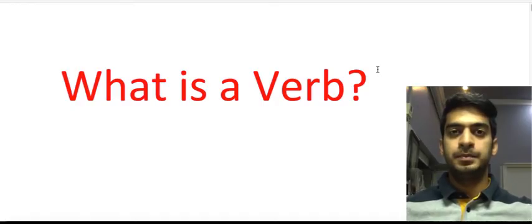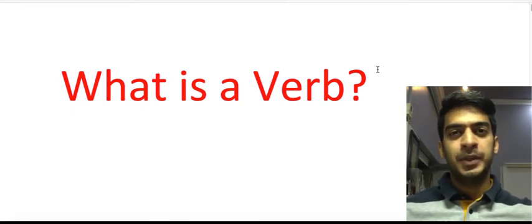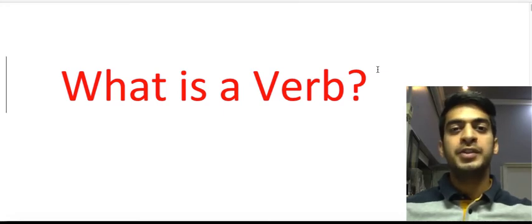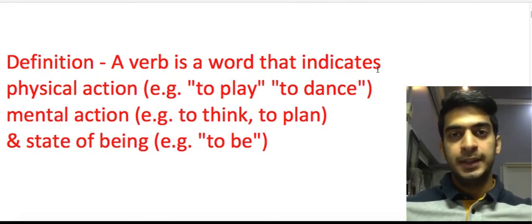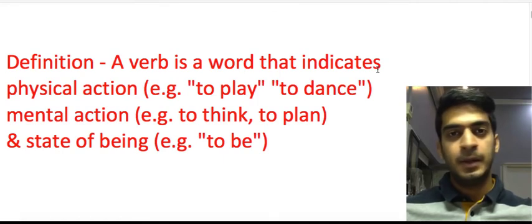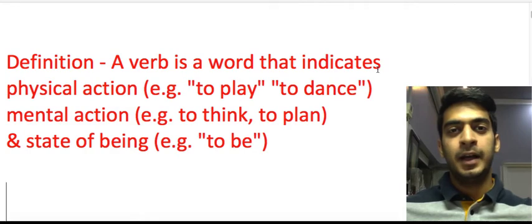What is a verb? We use this grammar topic every day, even every minute in our daily conversations. But do we really use this grammatical structure properly in a given sentence? That's a big question mark for us. So let's go through its definition first. A verb is a word that indicates physical action, for example, to play, to dance; mental action, to think, to plan; and state of being, for example, to be, like I am, she is, we are, they are.